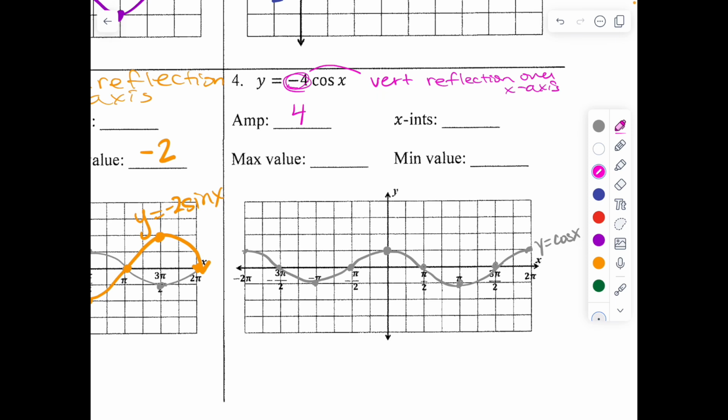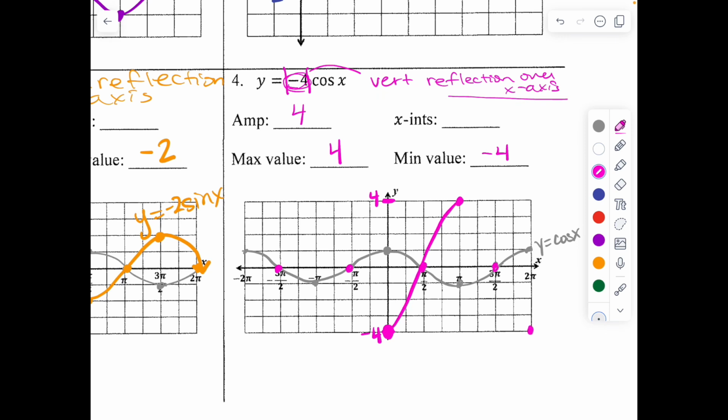So I know amplitude is the absolute value of -4, so our max value is 4, minimum value is -4. And here, I'm going to remember that if it's reflecting over the x-axis, everything on the x-axis is still the same. So all these x-intercepts are the same. But instead of starting at a maximum of 1, we know everything's going to be going up to 4 and down to -4. But instead of going up to a maximum, we're going to start at a minimum at 0. This will now be a maximum. And then here's our minimum.